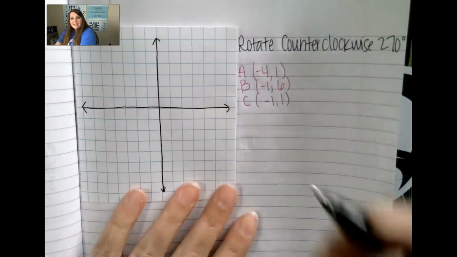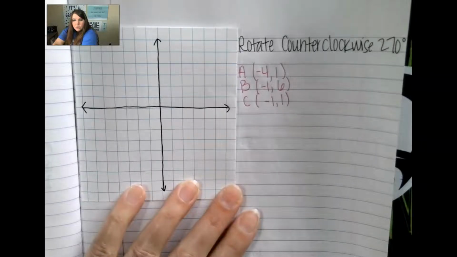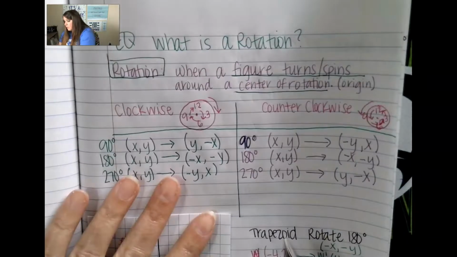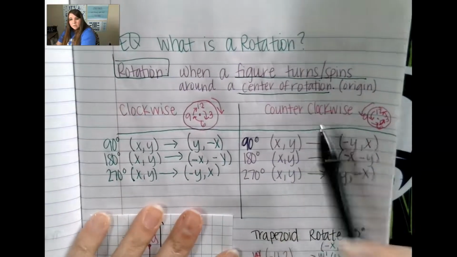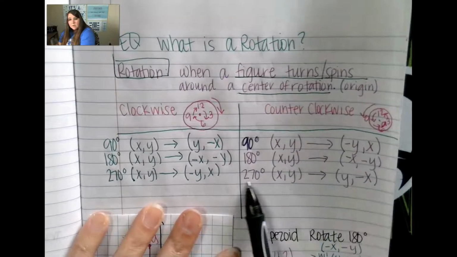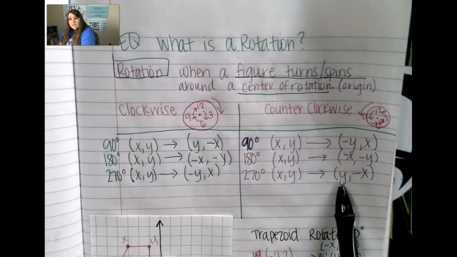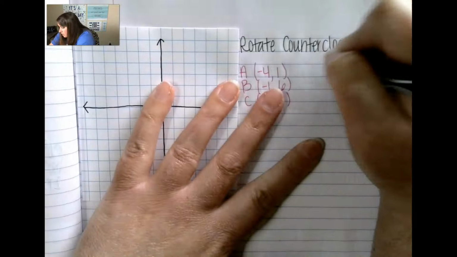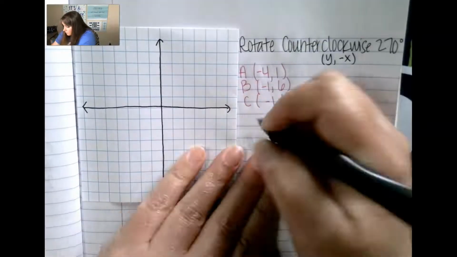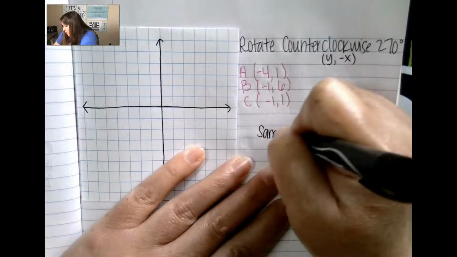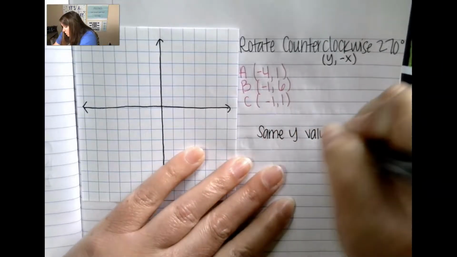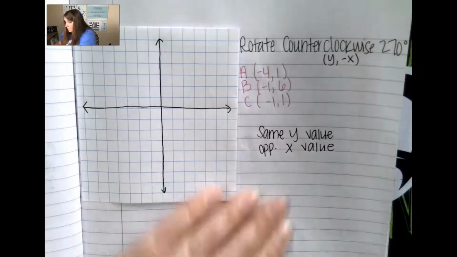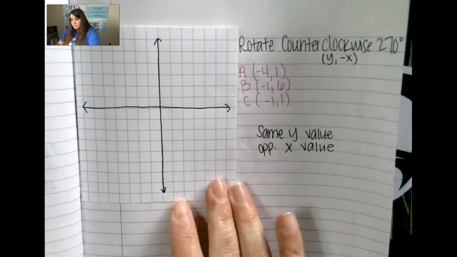Okay, so we're at -4, 1. Our new coordinates: when we look at counterclockwise, we're going to come over here, under counterclockwise, and go down to 270. So counterclockwise 270, we're going to stay with the same y, opposite x. Same y, but opposite x value. So let's write that down here. Same y value, opposite x value. That helps us to know how to write this out.